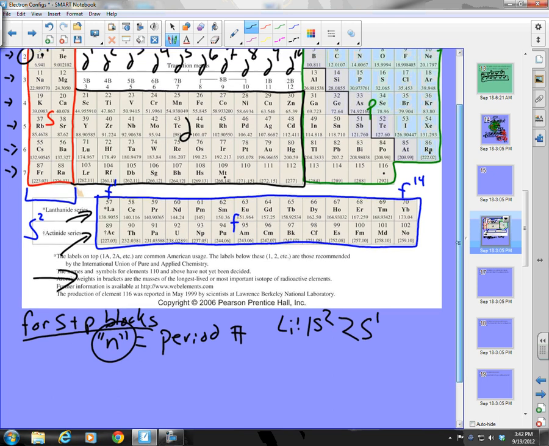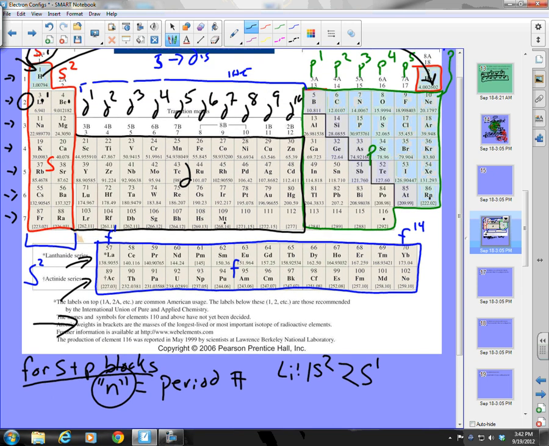Let's think of another one. How about beryllium? Where is beryllium? It's in my S block. It's in my second period. So beryllium would end up as a 2s2. Now, where do we start? Always with hydrogen. We go from 1s2 to 2s2. Okay, beryllium, great.